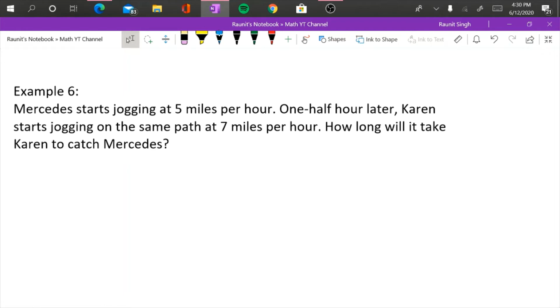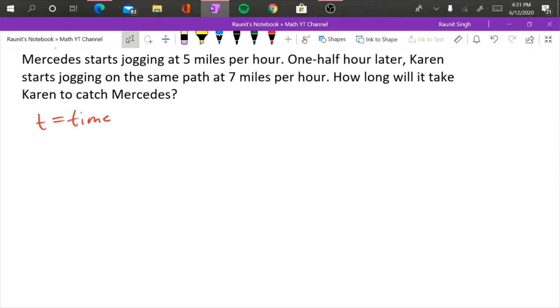So, Karen is going to be, let's see. Okay, so let T represent Karen's time that she's been jogging. And then T is going to be the time that the person has been jogging.